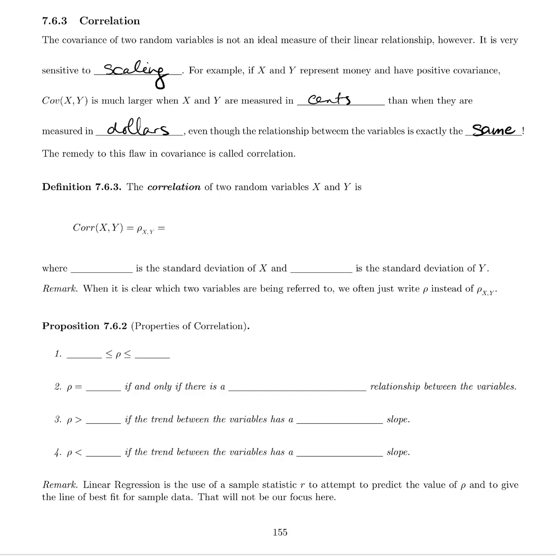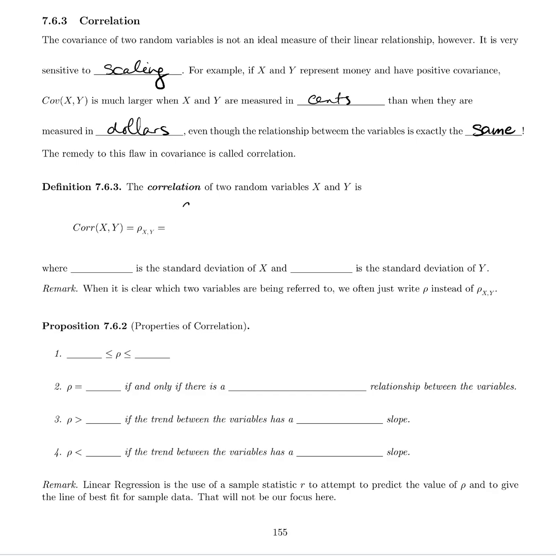You want something to measure the linear relationship independent of the units that the variables have. And that something is going to be the correlation. So definition 7.6.3, the correlation of two random variables x and y, or correlation of x and y, which is also written rho of xy. That's the same rho, the same Greek letter that we used for density.